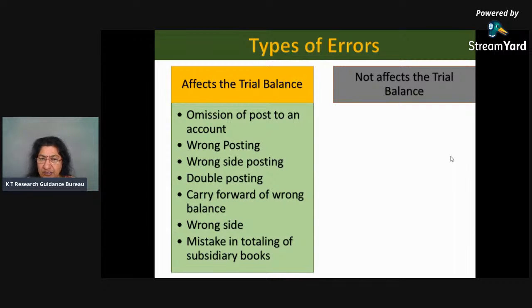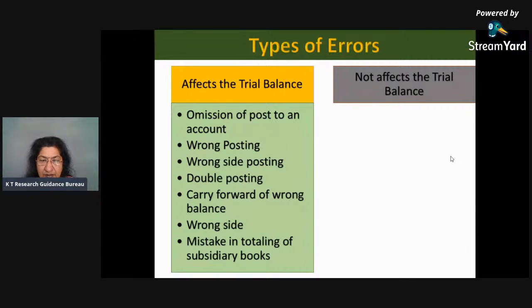Wrong side posting, instead of the debit side you mention it on the credit side, that affects it, because the total carried forward and brought down will be different. Double posting also affects the trial balance. Then carry forward of a wrong balance also affects the trial balance, because your trial balance will not tally. Then mistake in total of subsidiary books: you have to prepare subsidiary books, then only you can find out the net balance, and that you have to enter in your trial balance. But if there is any mistake, then your trial balance will not tally.